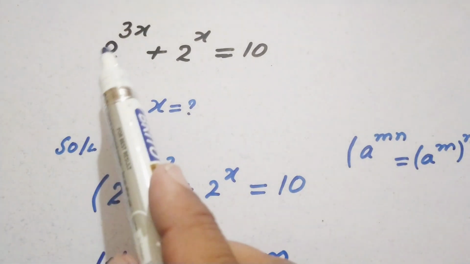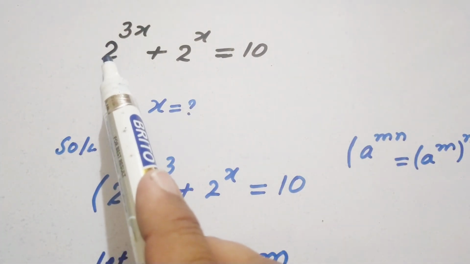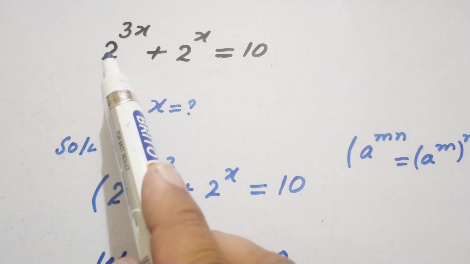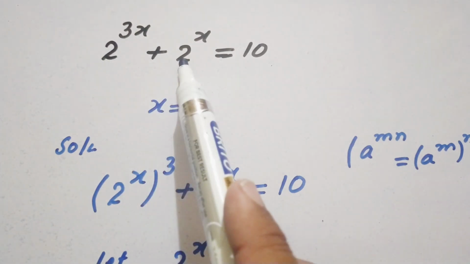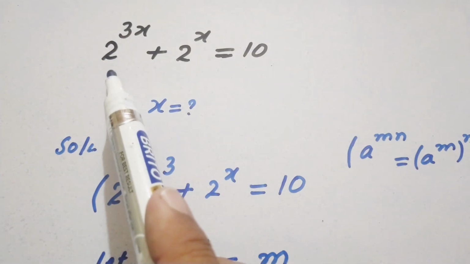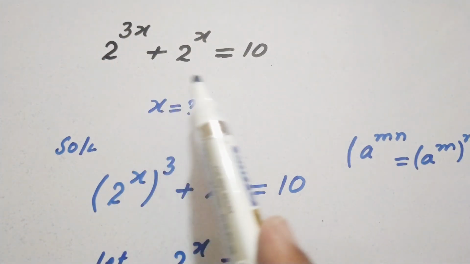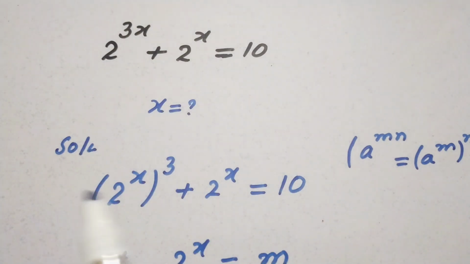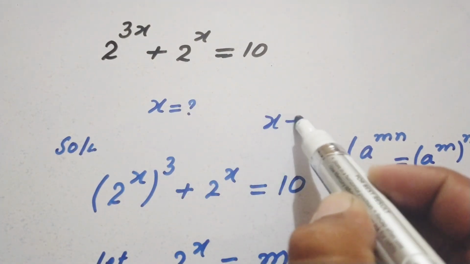Let's verify that. 2 power 3 into 1, which is equal to 2 power 3, plus 2 power 1. 2 power 3 is equal to 8. 8 plus 2 is equal to 10. Left hand side is equal to right hand side, hence x is equal to 1.